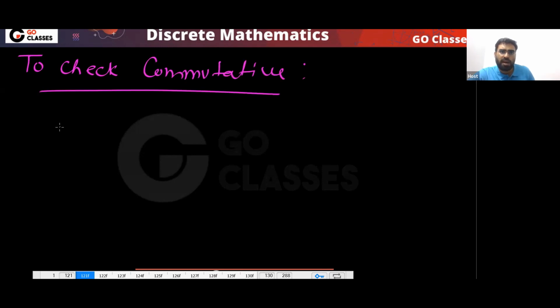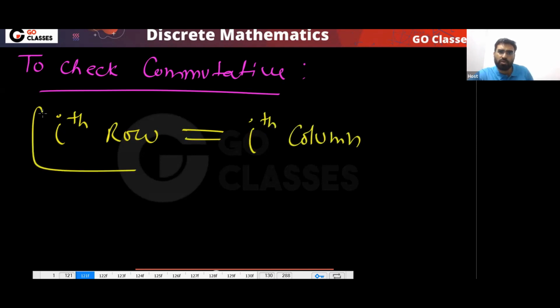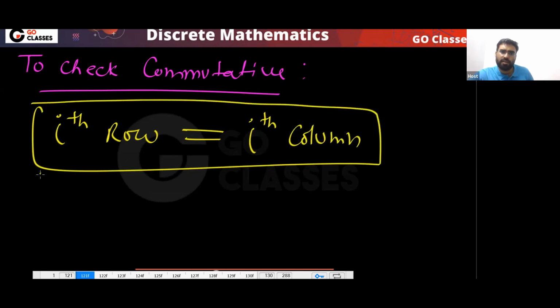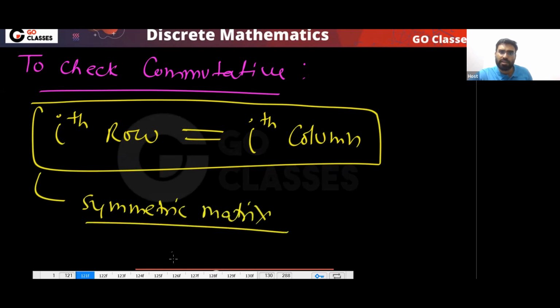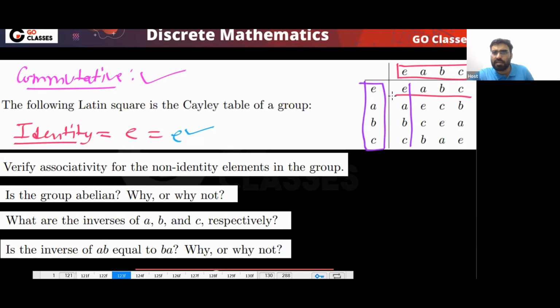Just do this, that ith row should be exactly same as ith column. This is the definition of symmetric matrix. So ith row must be same as ith column. So here the first row is same as first column, second row is same as second column, third row is same as third column, fourth row is same as fourth column. So yes, this is commutative.